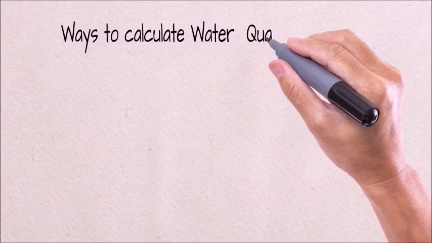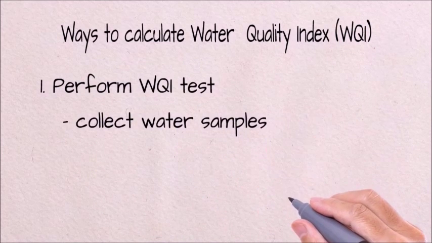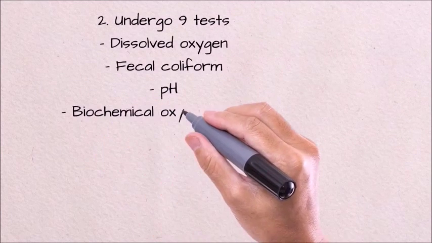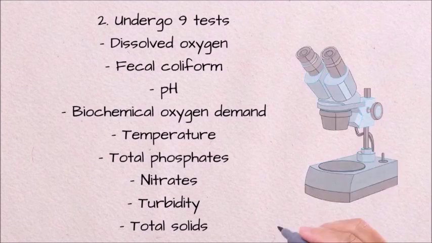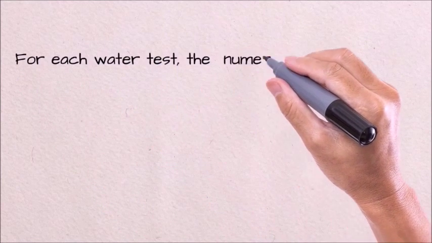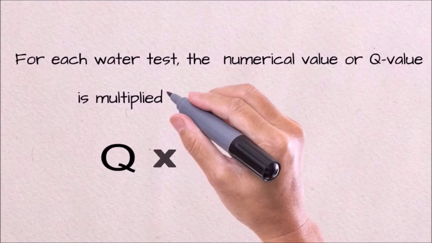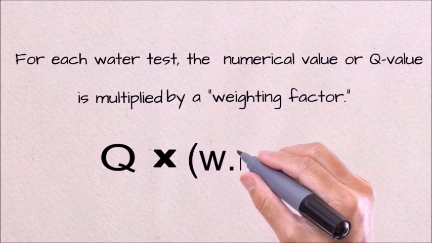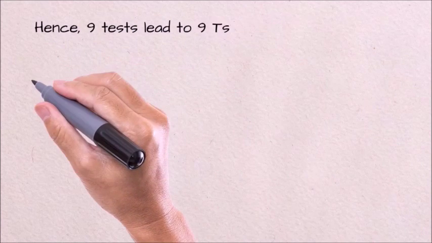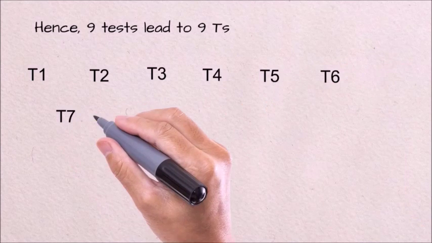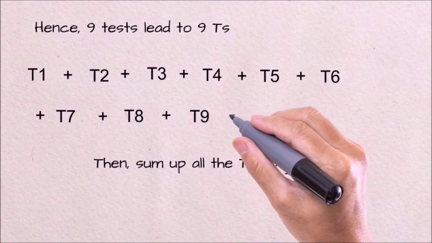In this video, we would like to talk about the ways to calculate water quality index. First, we need to perform water quality index tests with our collected water samples. There are a total of 9 water quality index tests as stated below that we need to undergo. For each water quality index test, the numerical value or Q value will be multiplied by a weighting factor. And let's assume that the answer we get is T. Hence, 9 water quality index tests will lead to 9 T's. Sum up all the T's to get the overall water quality index.